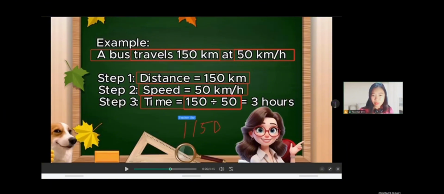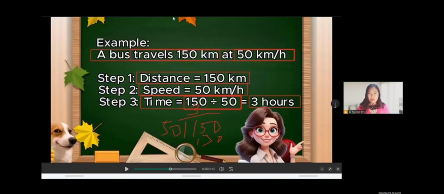150 divide 50. Okay. Kapilahon man ang 50 makuha nato ang 150. Di ba ikatulo? 50, 100, 150. Okay, so 150 divided by 50 equals to 3. So the answer is 3 hours ta magbiyahe kung na ay 150 kilometers nga kalayon nga atuang adton.